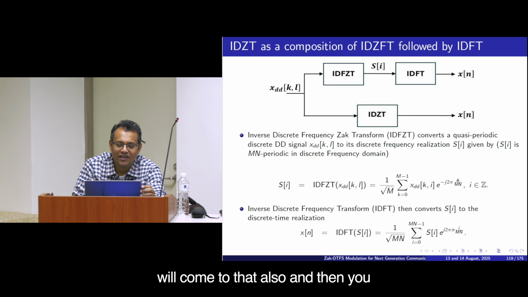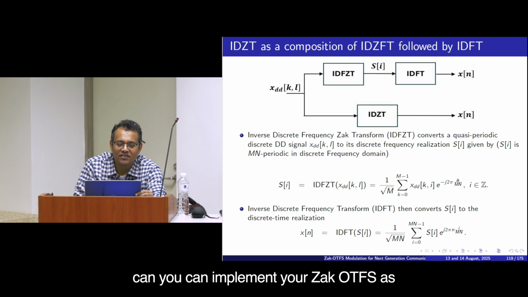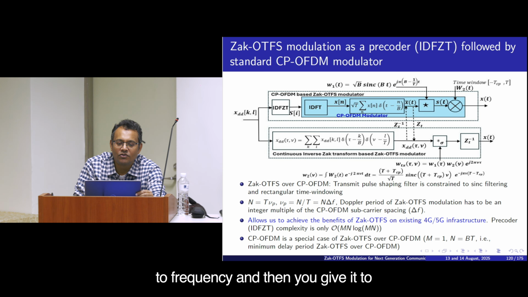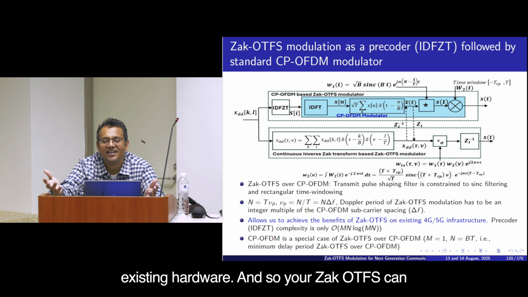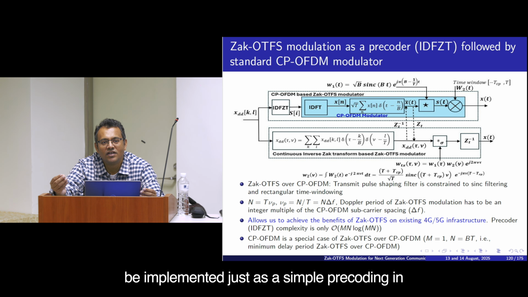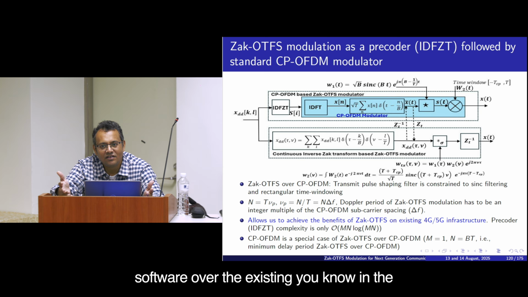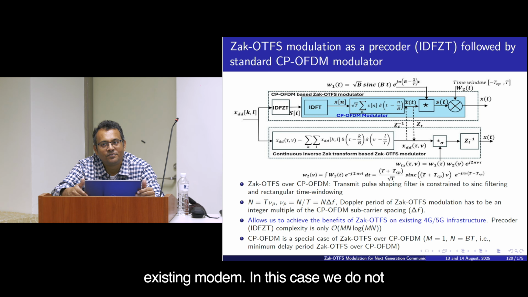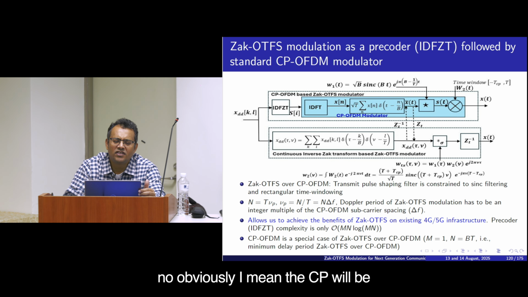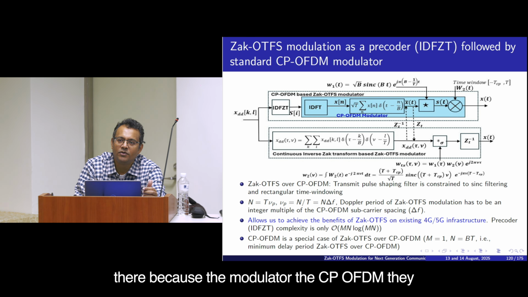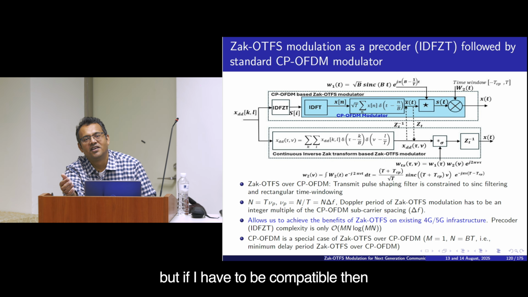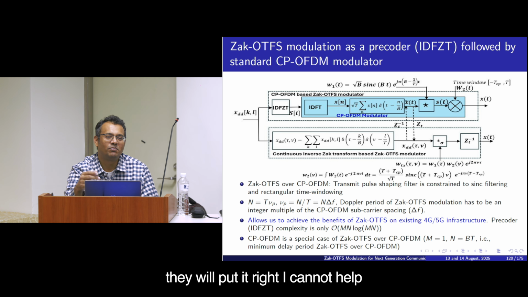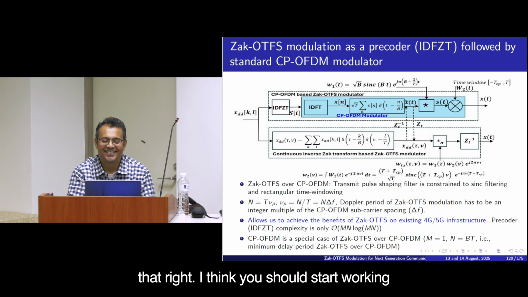Okay, so I'll come to that also, and then you can implement your ZAC OTFS as a small precoding. You go from delay-Doppler to frequency, and then you give it to the OFDM modulator that is already in the existing hardware, and so your ZAC OTFS can be implemented just as a simple precoding in software over the existing modem. And in this case, we don't need CP, or we still need CP? No, obviously, the CP will be there, because the CP OFDM modulator will always put a CP anyways. It is not necessary for us, but if I have to be compatible, then they will put it, right? I can't help that, right?